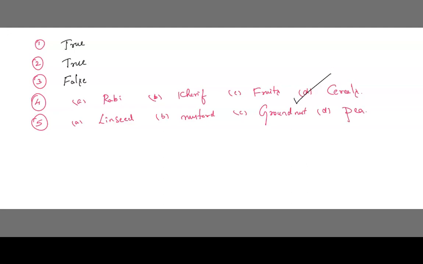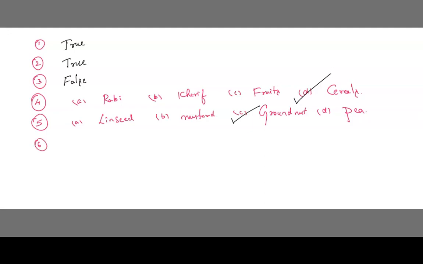Which of the following is a kharif crop? Your time starts now. Tell me fast. Which of the following is a kharif crop? Linseed, mustard, groundnut, pea. Your time ends now. Had you guessed what may be the answer? The answer is option C, groundnut. So groundnut is a kharif crop.